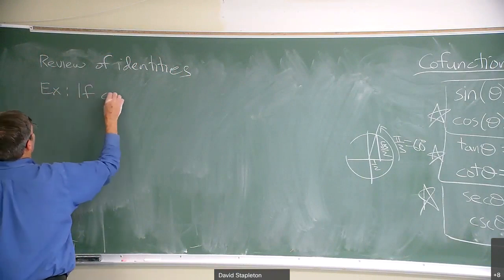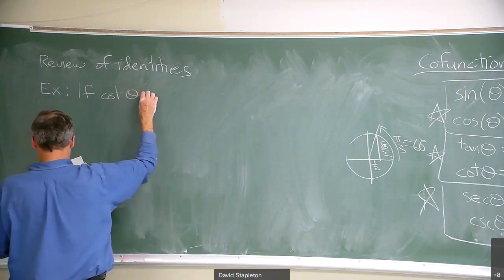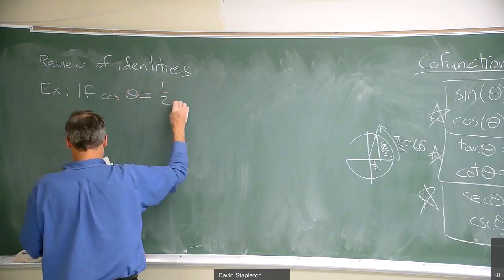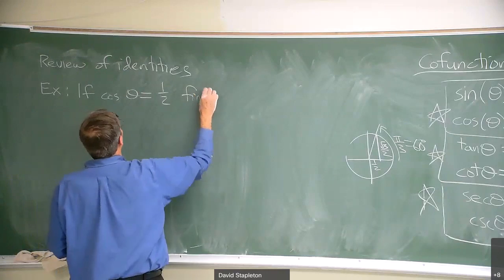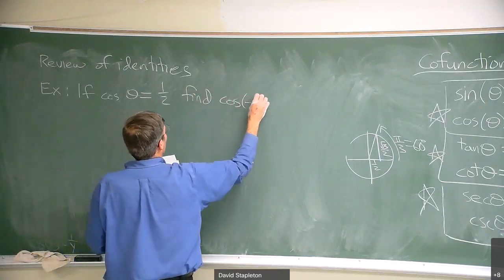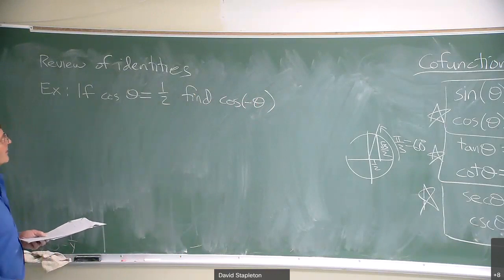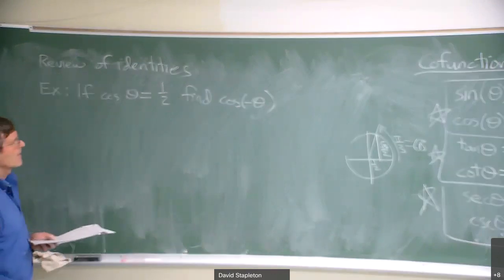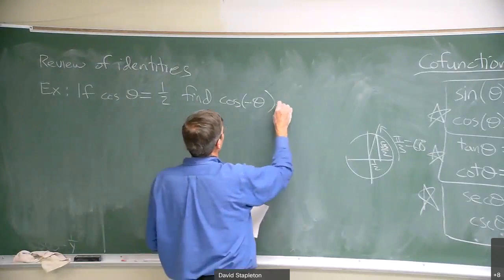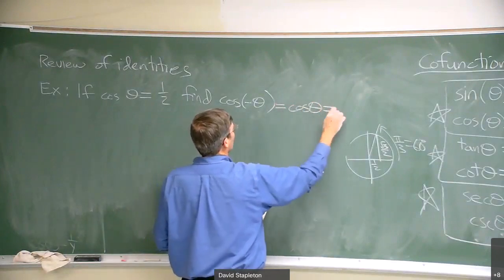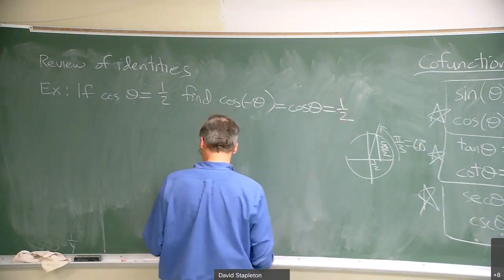If cotangent of theta, I'm sorry, cosine of theta is 1/2, find cosine of minus theta. What is it? Now remember the even identity. Cosine of minus theta, the minus goes away, and so it's also 1/2. How about that?